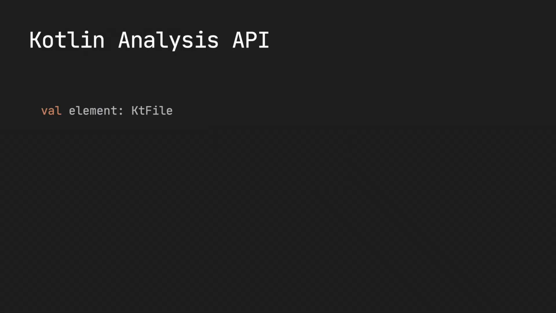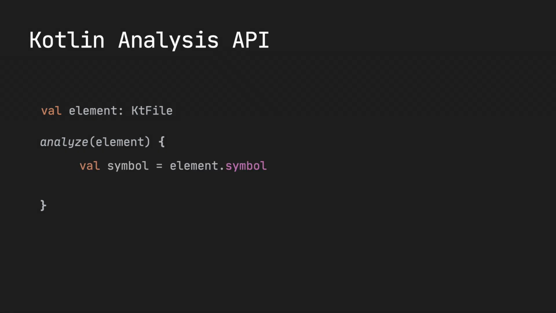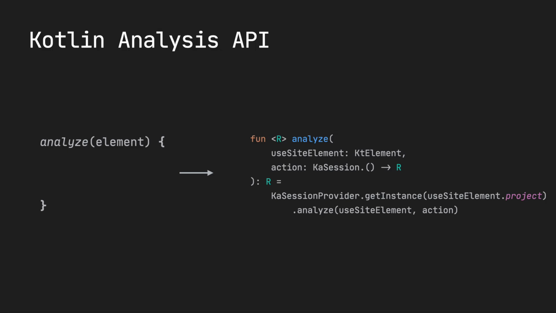So let's look at an example. Suppose I were to take a KT element like this and then provide it to the analyze method. This is what the Kotlin Analysis API looks like. It starts with this analyze method, and it gives me access to symbols like this. So symbols right there is an extension on that element. Internally, this analyze method is this method right here.